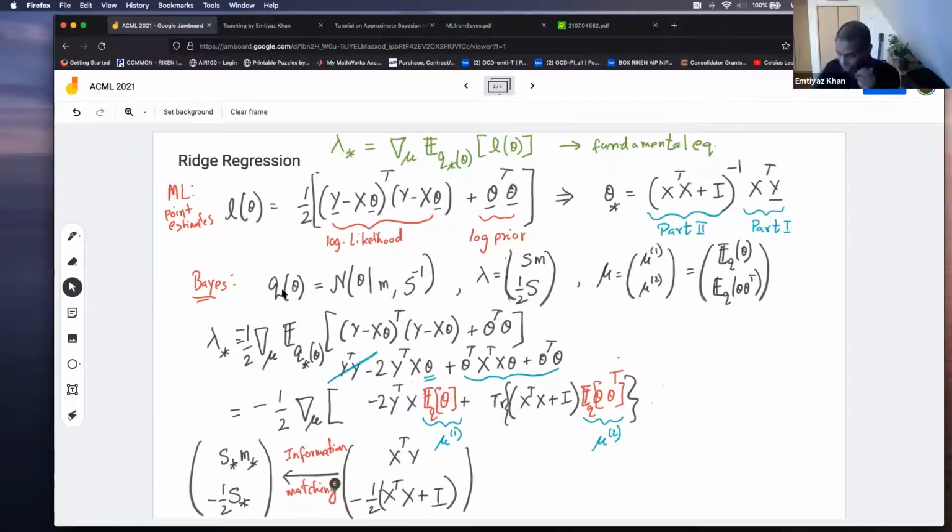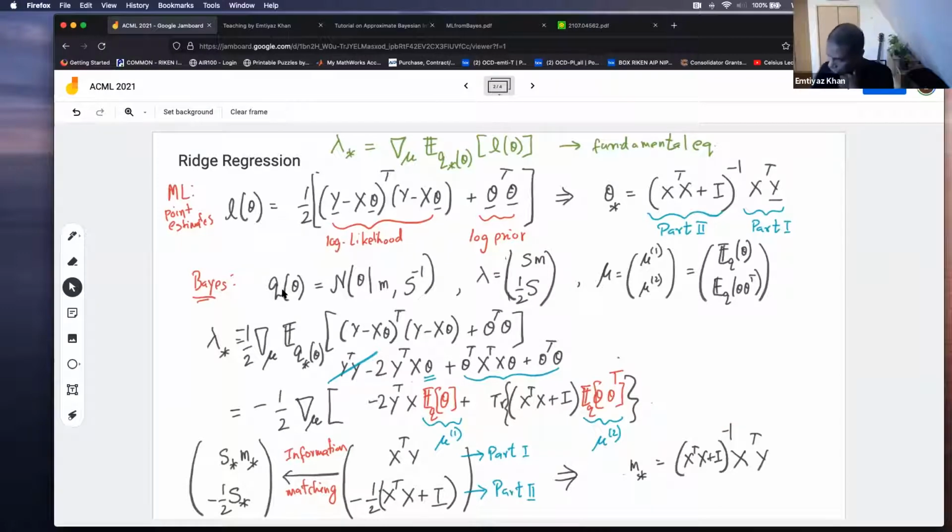Okay. There are two parts to the solution. Part one is assigned to the mean times the precision, and part two is assigned to the precision. Okay, so if you do the jugglery that you have to do here to say S star times M is equal to X transpose Y, then you can remove S star and put it on this side. And then you know that this S star inverse is basically equal to X transpose X plus I.